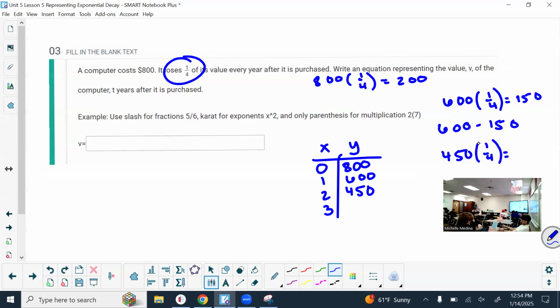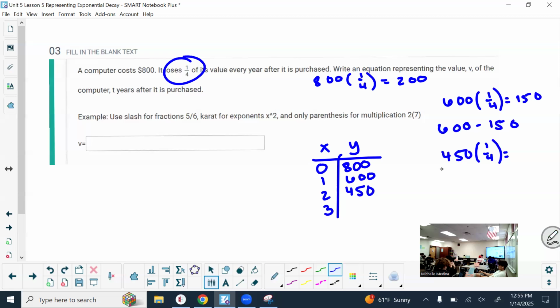What's a fourth of 450? Okay, and then that's what it's losing. So then you'd have to subtract it if you're doing it this way. So now let me subtract it. 450 minus 112.5. And at year 3, it's worth 337.5. Okay, that's probably enough to figure out the pattern.